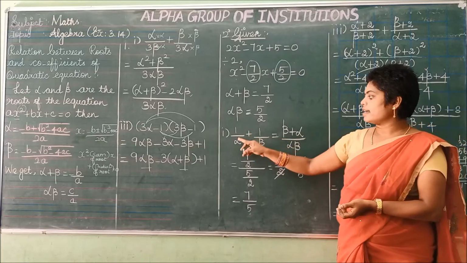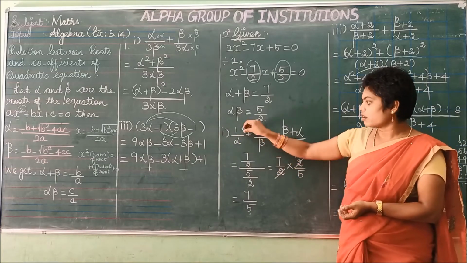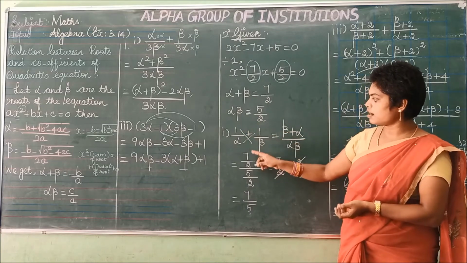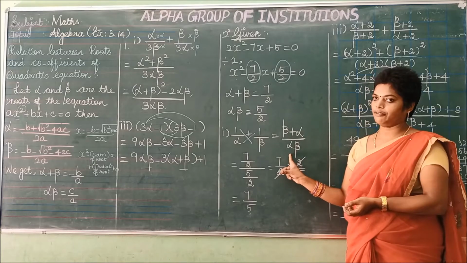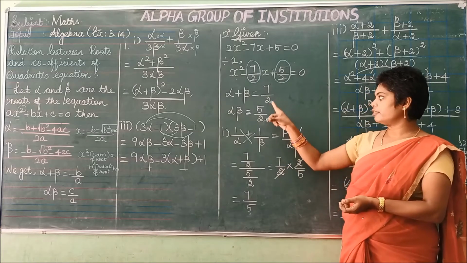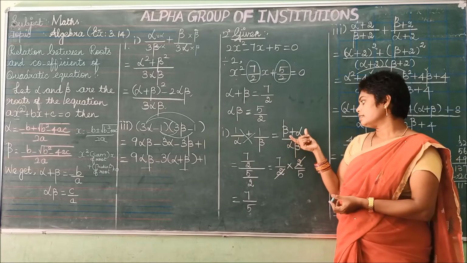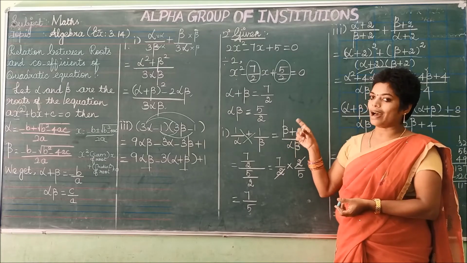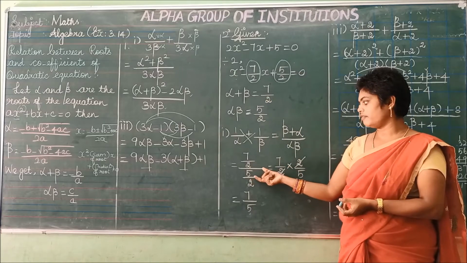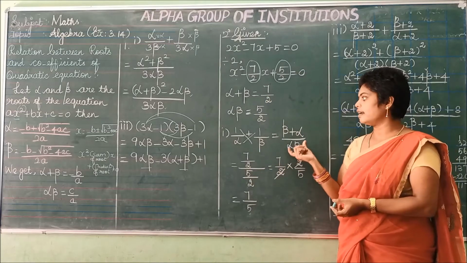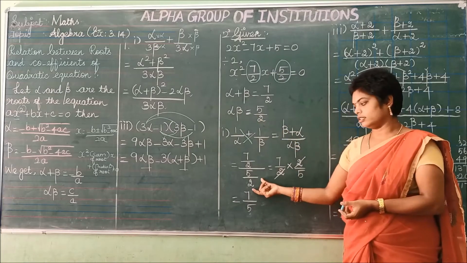In the first subdivision they asked you to find 1 by alpha plus 1 by beta. So cross multiply. Cross multiplying you get beta plus alpha divided by alpha beta. You already found the values for alpha plus beta and alpha beta. You can apply them. This beta plus alpha is similar to alpha plus beta. So you apply this value 7 by 2, divided by alpha beta. Our alpha beta value is 5 by 2. You apply that value also.